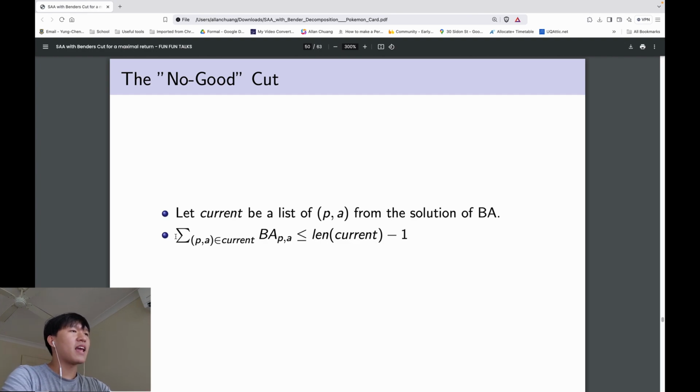So this might take some of you a while to understand, but essentially what's happening is if we have a variable current, which is a list of price to amount from the solution BA, then for all the BA that we have, we're going to sum through them, which is, remember, BA is going to be binary. Suppose that we have 20 pairs of P to A variables, and if BA just so happens to be 20, well then this is no longer allowed because 20 must be less than the length of current, which is going to be 20 as well, minus 1. And so 20 is not less than 19, and so that's invalid. So basically this constraint is going to remove whatever current solution is in BA right now.